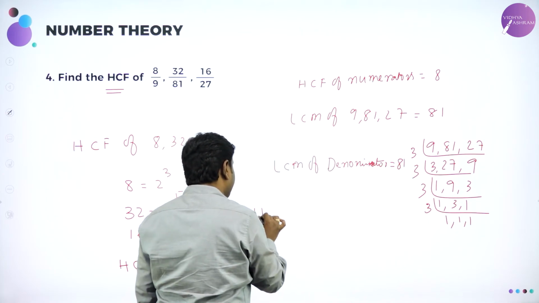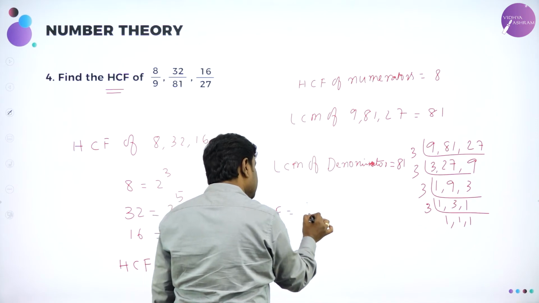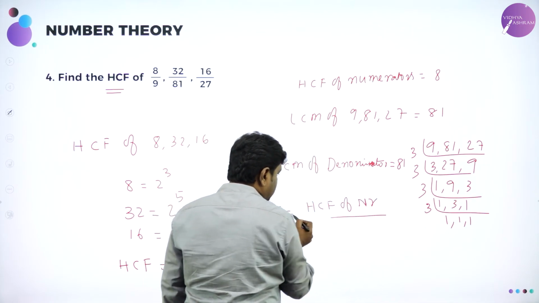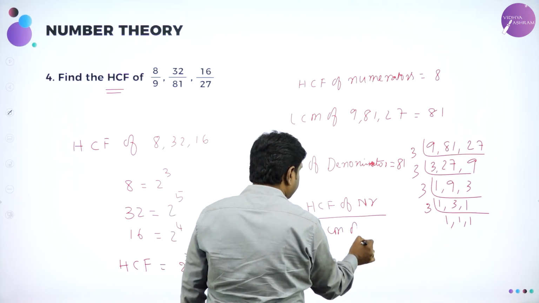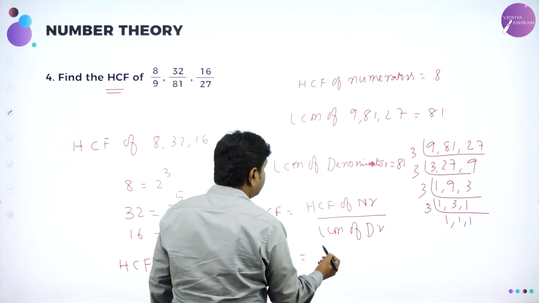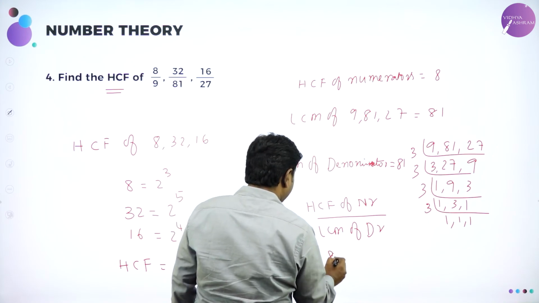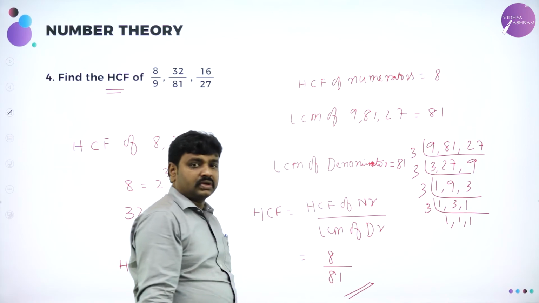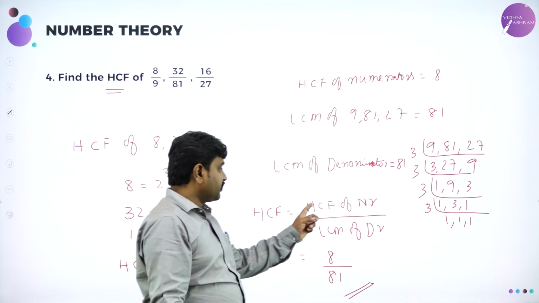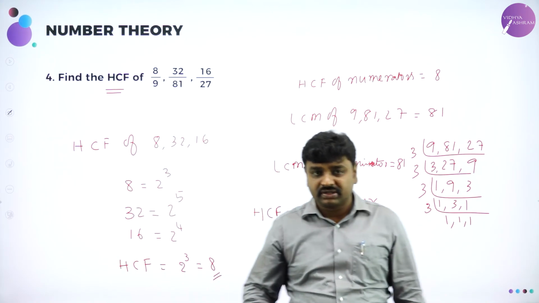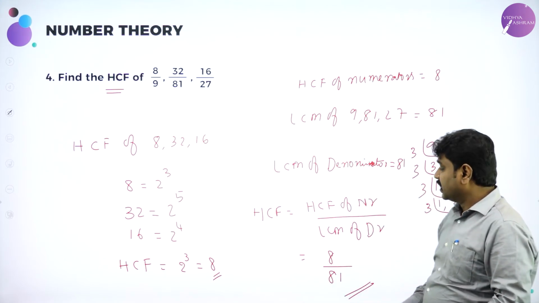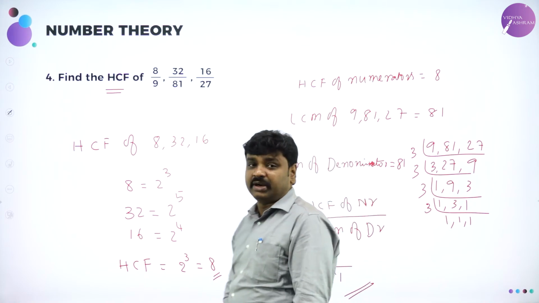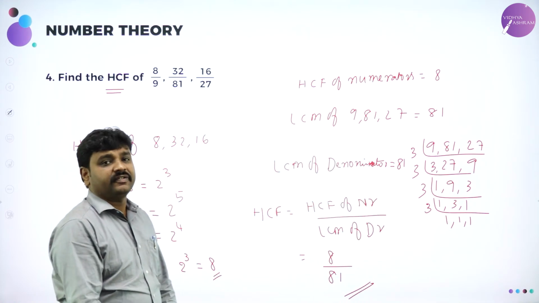So what is the HCF of the fraction? HCF of a fraction is the HCF of the numerator divided by the LCM of the denominator. That is, HCF of the numerator is 8 divided by 81. This is the HCF. What is the HCF formula? HCF of numerator by LCM of denominator. So find the HCF for the numerator separately, you will get 8. Then find the LCM for the denominator separately, you will get 81. 8 by 81 is the HCF.